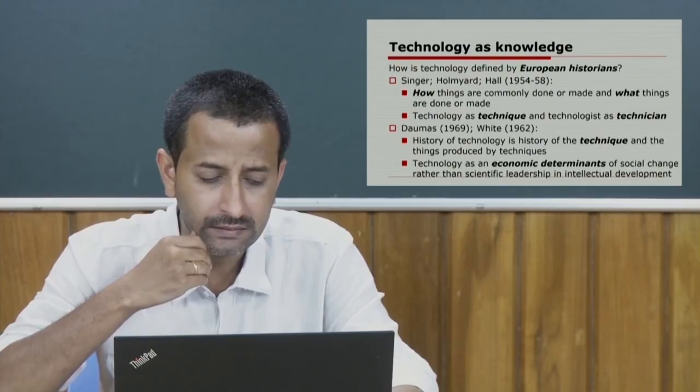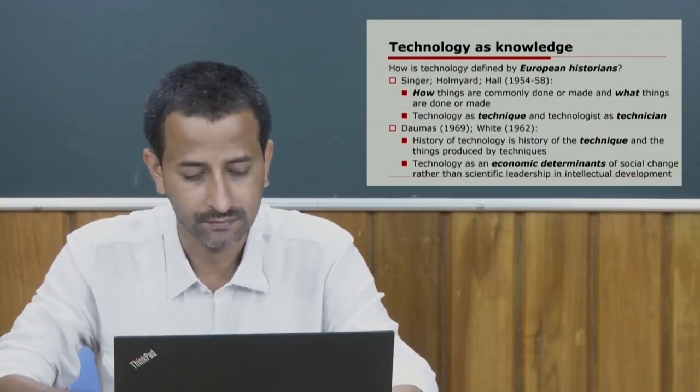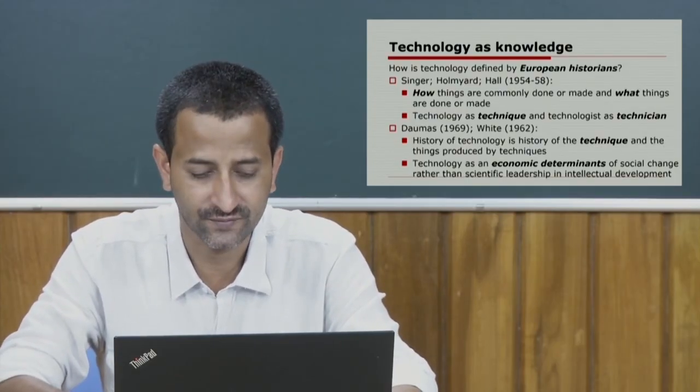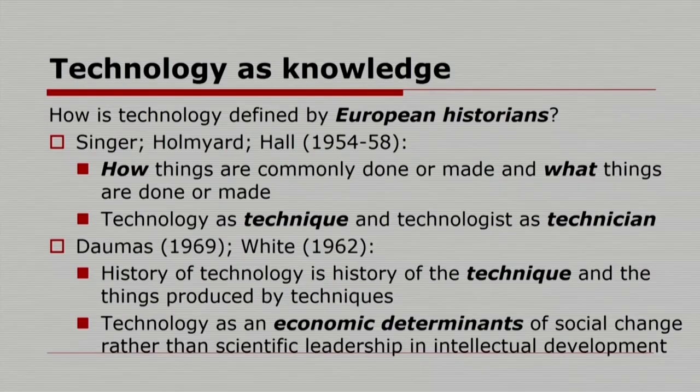In the then monumental history of technology, Charles Singer, Holmyard and A.R. Hall define technology as how things are commonly done or made, or what things are done.